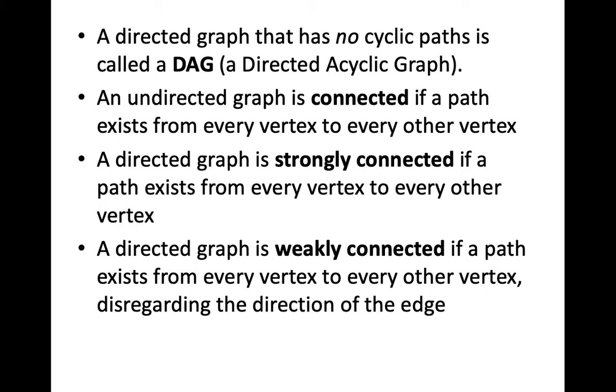An undirected graph is connected if there exists a path between every two vertices. So every two vertices are connected. If the graph is directed, we have the notion of strongly connected or weakly connected. A directed graph is strongly connected if there exists a path between every pair of vertices. A directed graph is weakly connected if for every pair of vertices there is a path from the one to the other or from the other to the original.